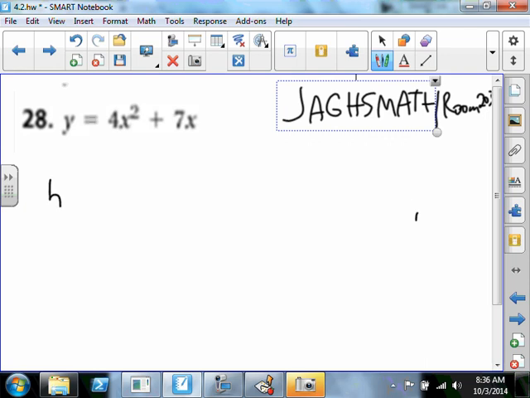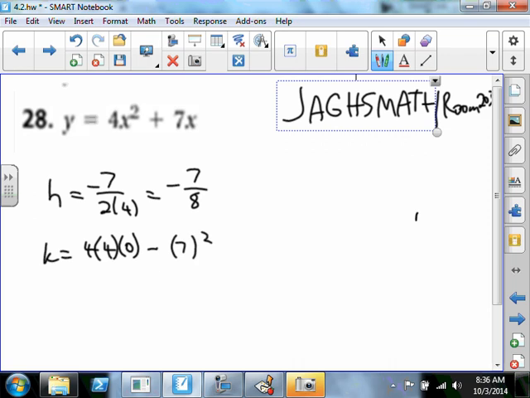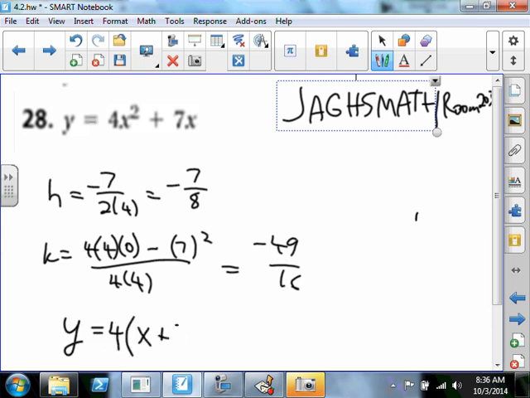So let's see. h is -7 over 2 times 4, so that's -7/8. k is 4 times a times c minus 7 squared over 4 times 4. So that's -49/16. So I get y equals 4 times x plus 7/8, the quantity squared, minus 49/16.